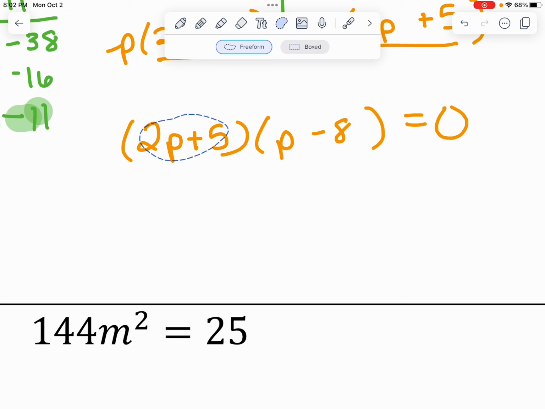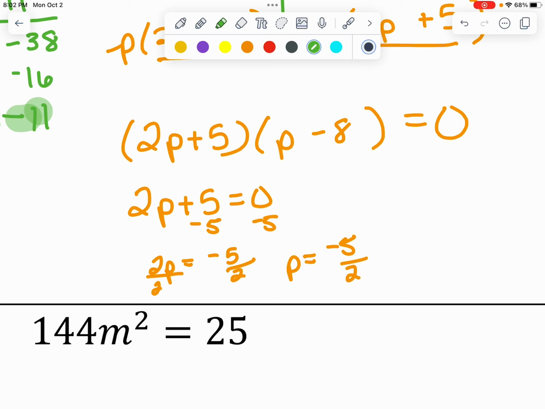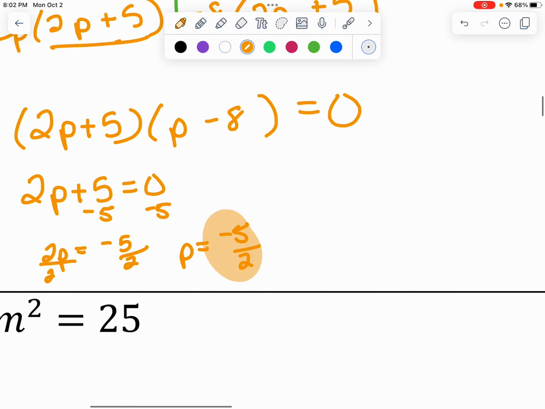So we take our first factor and set it equal to 0. That's in the steps. Remember the steps? Following the steps, what would p equal if we subtracted 5? And then divide by 2. So negative 5 halves. That's our first value of p that would make our original equation true. Does that make sense? Makes sense. Yep.